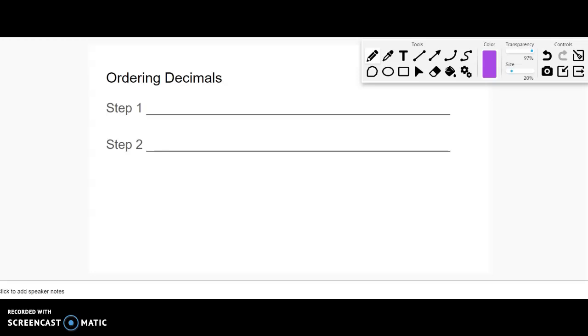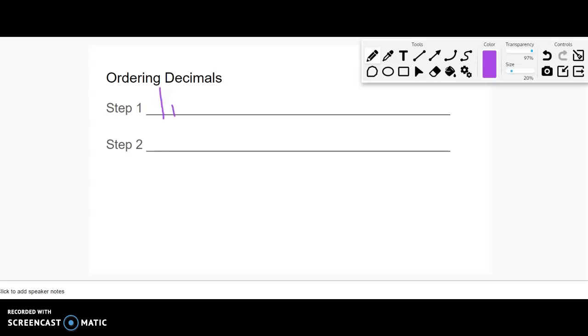All right, in this lesson, you are going to learn about ordering decimals. So you'll be able to order decimals from least to greatest or from greatest to least. Now, the first step, actually both steps are the same as when we compare. We're just going to have more to do it with.